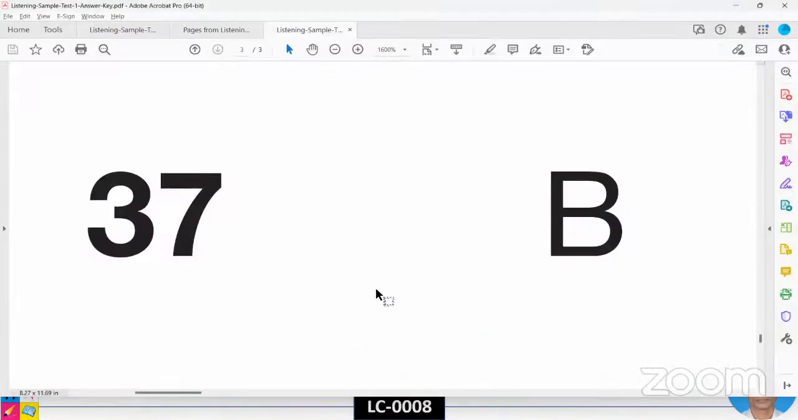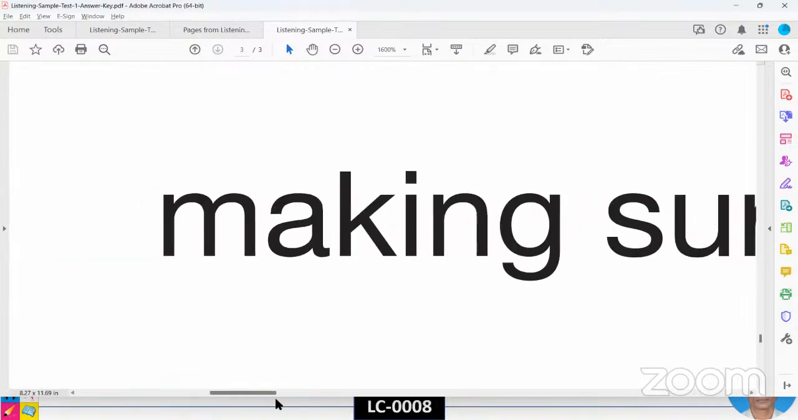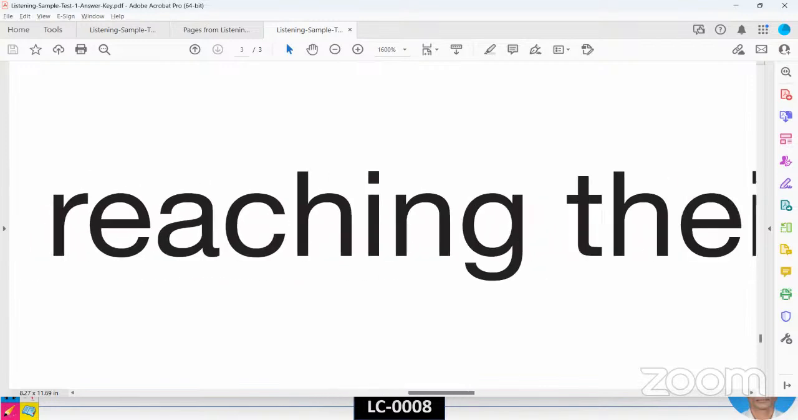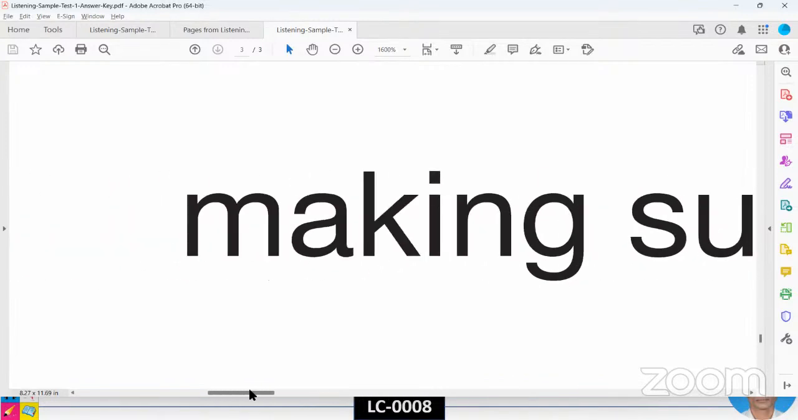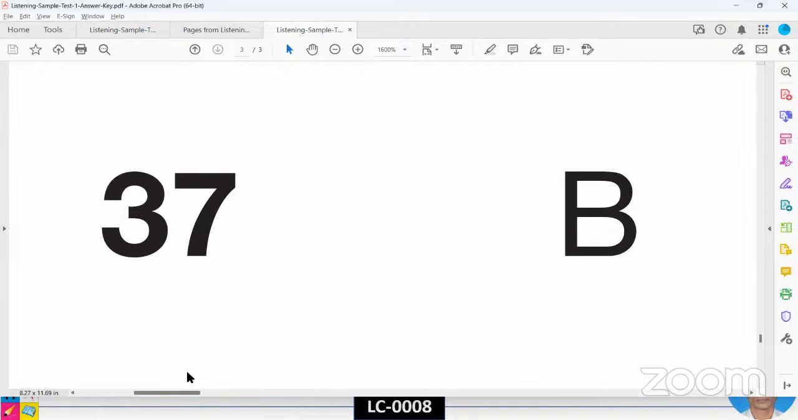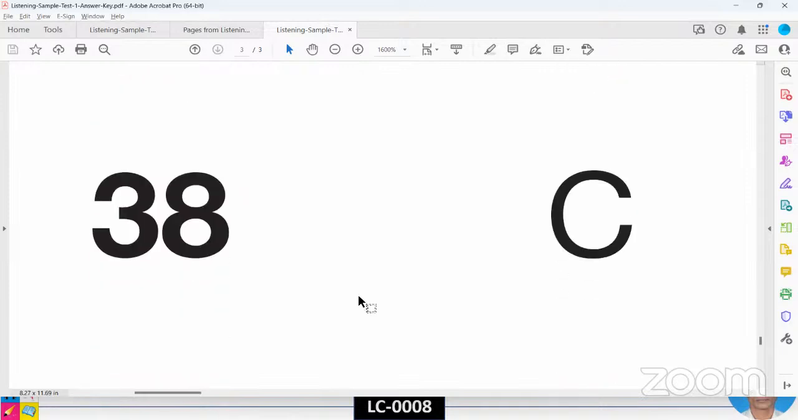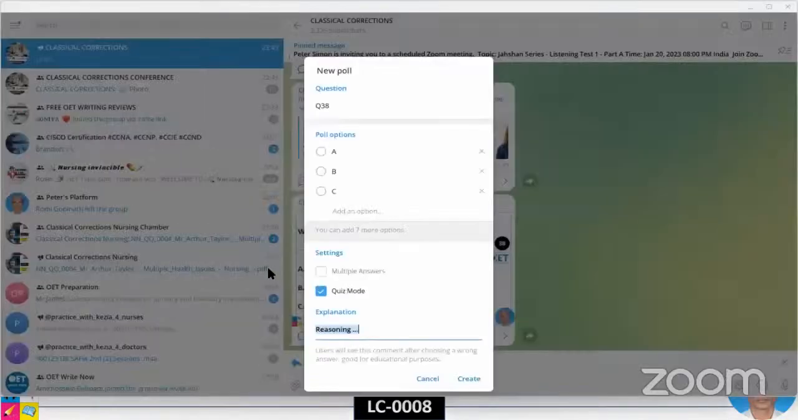Question number 37. Making sure she supports patients in reaching their goals. Okay. That is 37B. 38 is C. That's awesome. 38 is C.